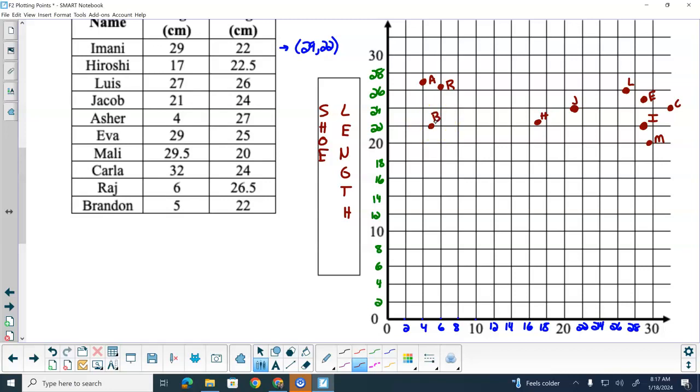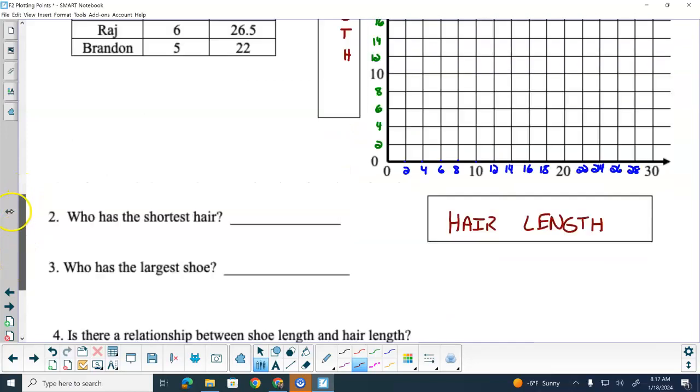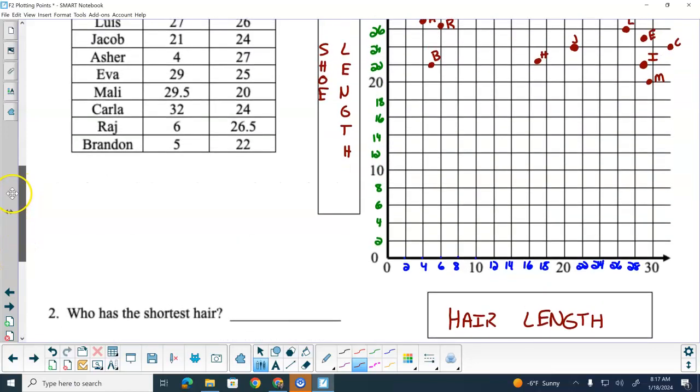All right. So that is your data plot. That is called a data plot because you have taken all of that data and you have plotted it on one graph or one coordinate system. Now from there, we can ask a bunch of different questions. The first question is, who has the shortest hair?